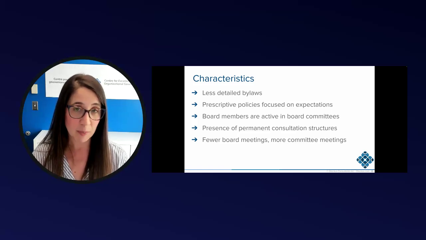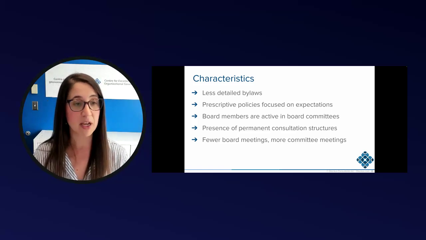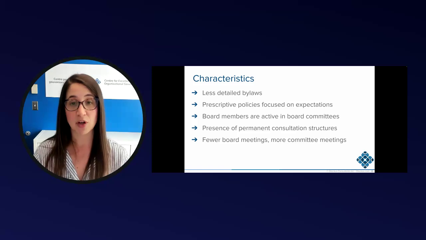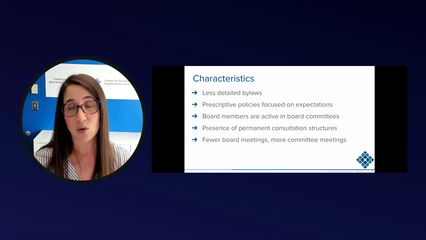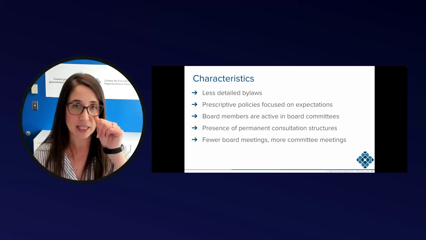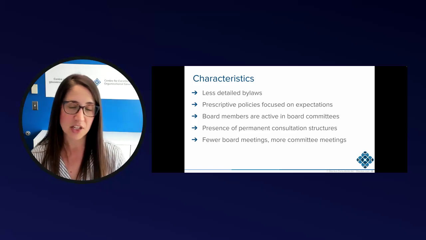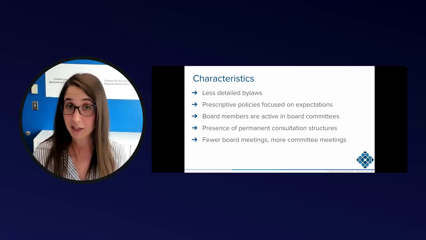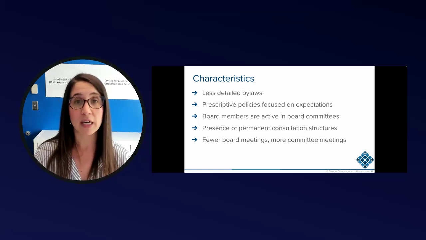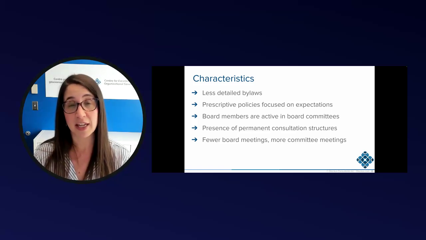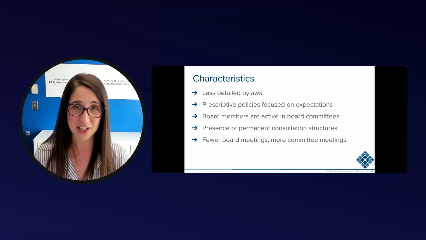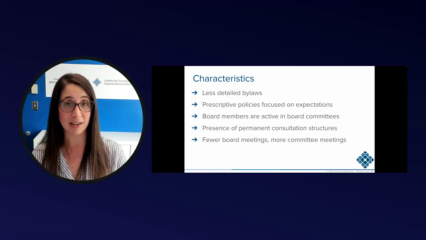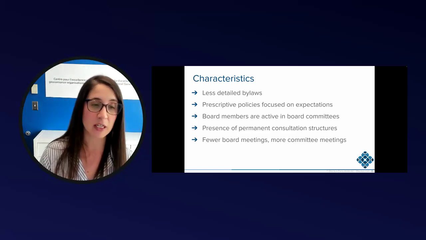It is also typically organizations in which board members are active in board committees. So the three main board committees that we see most often, I should say, are the Finance Committee or Finance Audit Committee, the Governance Committee, and also the Executive Director Compensation and Evaluation Committee. So board members in this governance model will be more active and fully engaged in committee work.